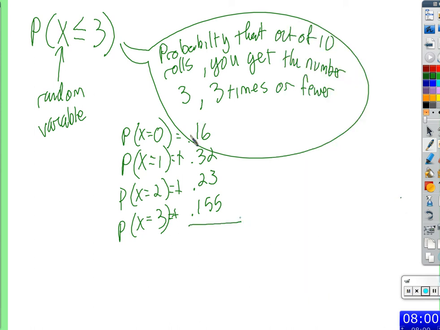So I get exactly 0 threes, exactly 1 three, exactly 2 threes, exactly 3 threes. Add them all together. Let's see, I get 5, 8, 10, 16, 9, 8, 6, 5. The probability that we get 3 or fewer threes out of 10 rolls is really good, close to, you know, encroaching on 90%.